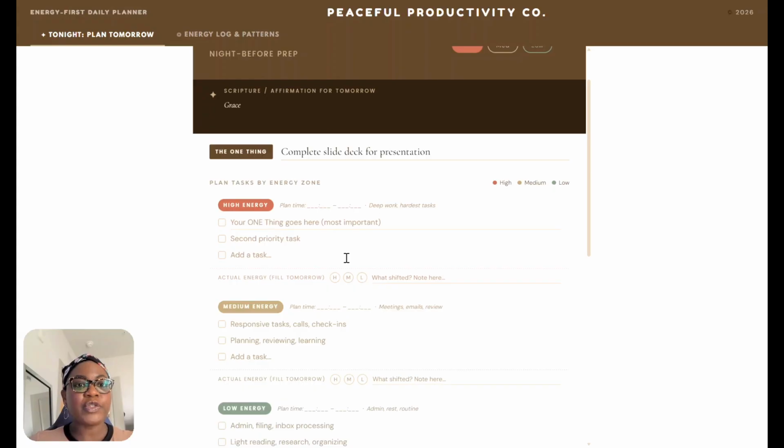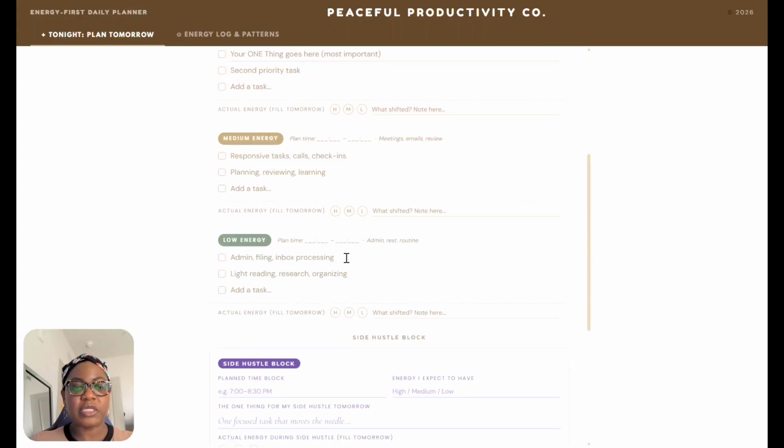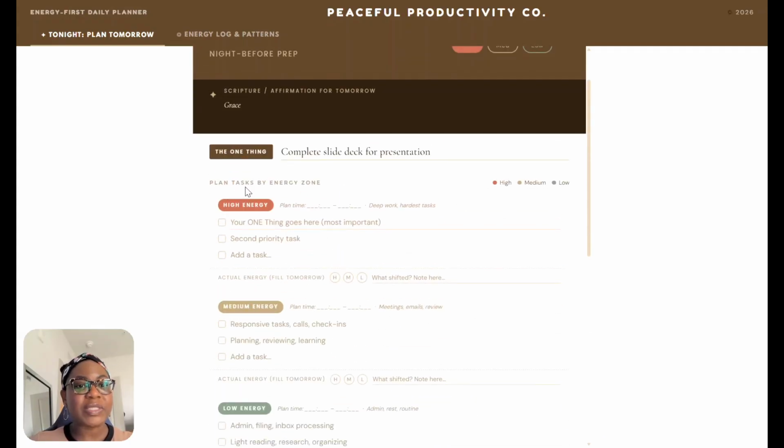So now we're going to go to the different energy zones here, where you're going to plan your task by energy zone. And you have high energy, you have medium energy, you have low energy. Now we're going to assume that your high energy is in the mornings. So it is in the morning where you are going to do your most important task, which is basically completing this slide deck right here.